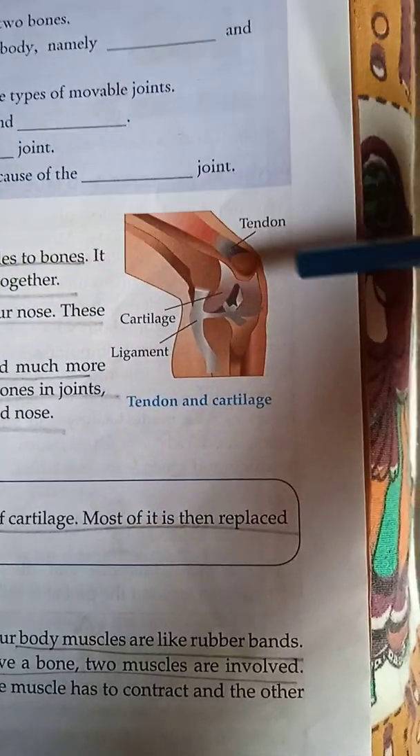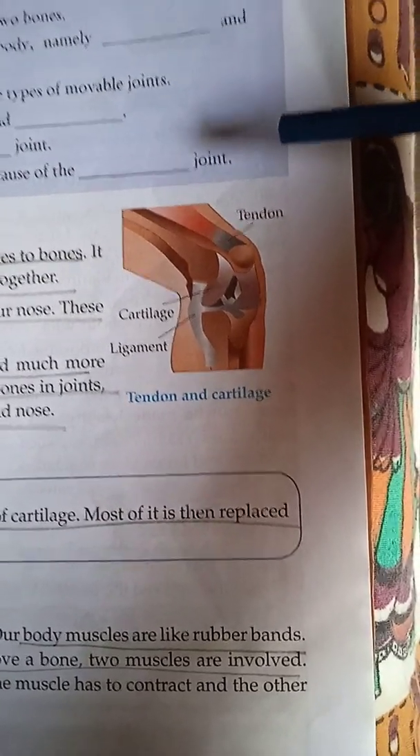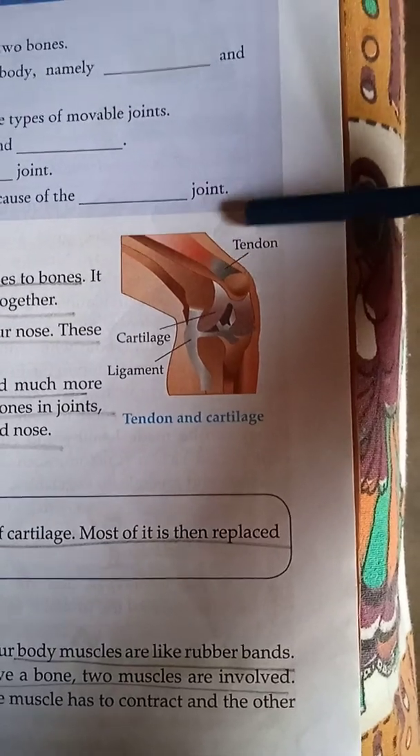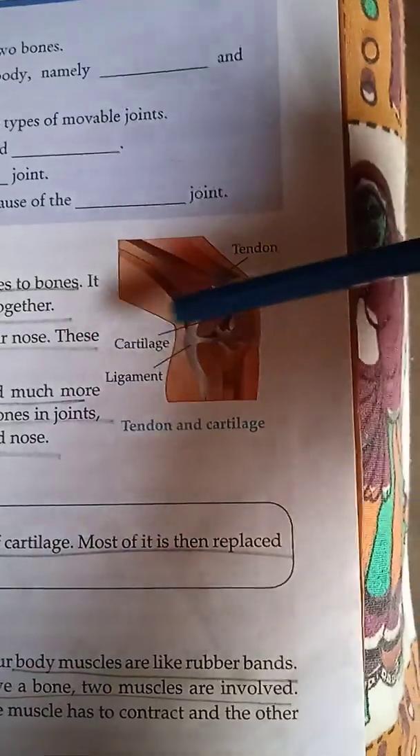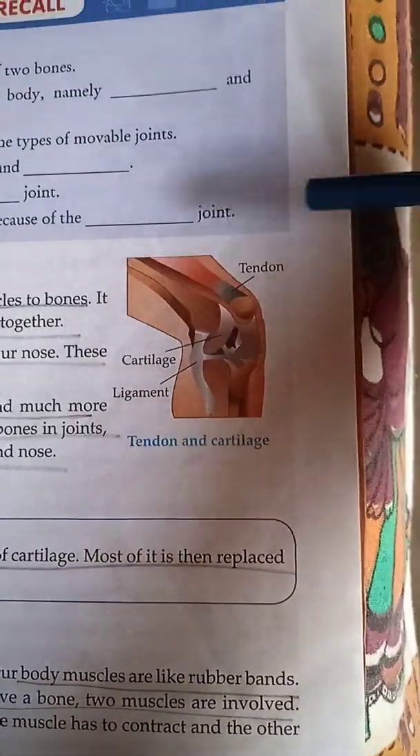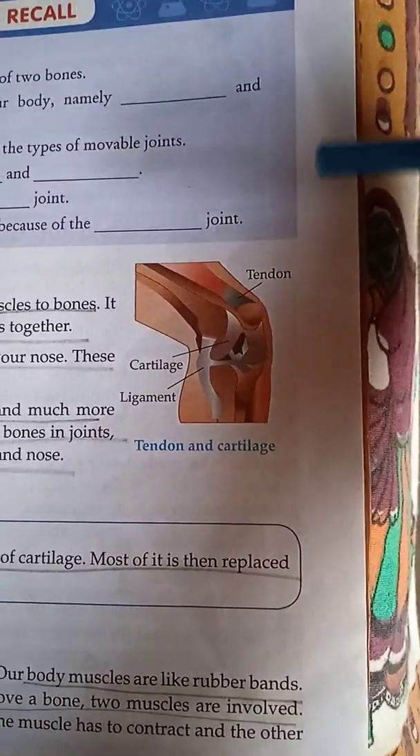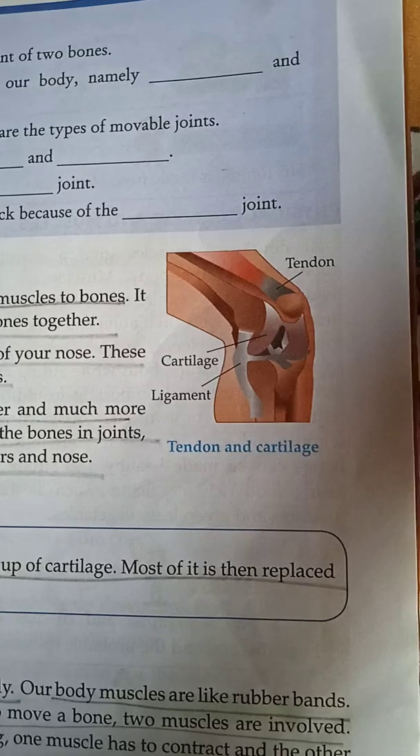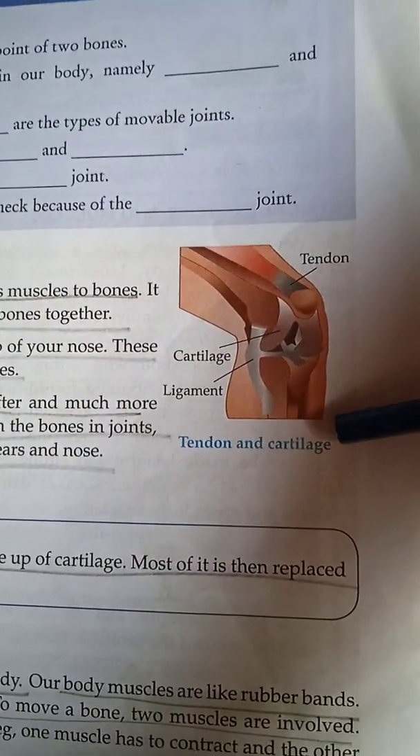This tendon is a tissue that can stretch. Okay, and it attaches a muscle to the bone. It helps in the movement of the muscle and bones together. So the muscle and the bones are moving because of the presence of this tendon. It is a stretchy tissue, it can stretch itself, and because of this tissue only the bones can move very easily.